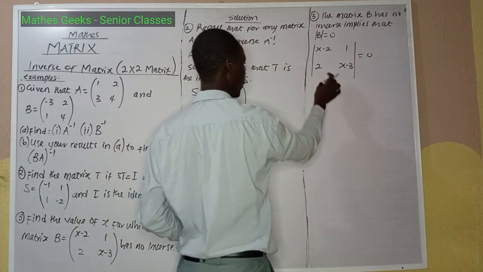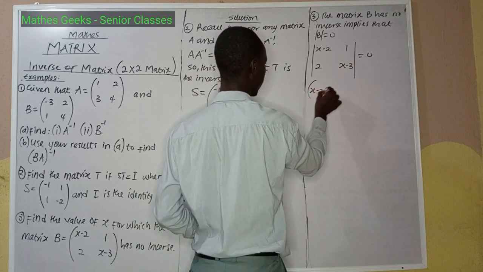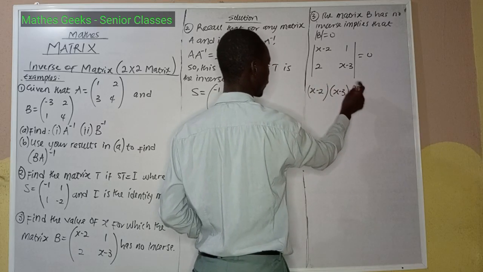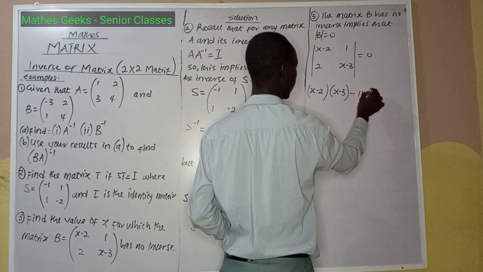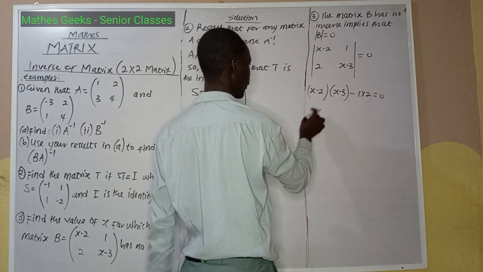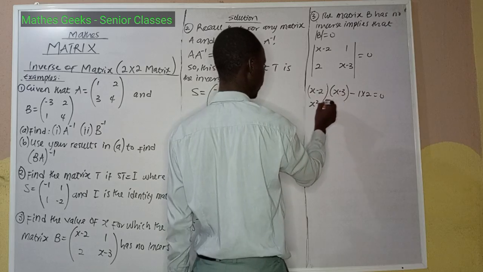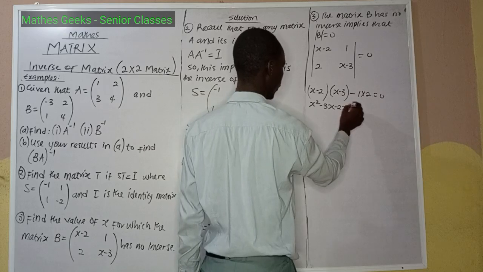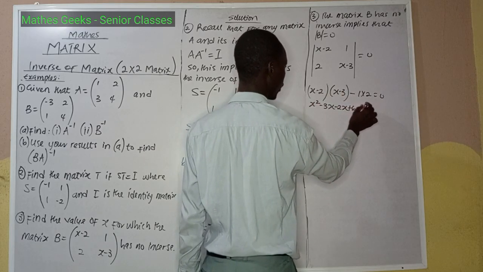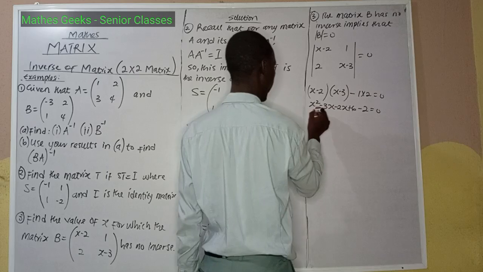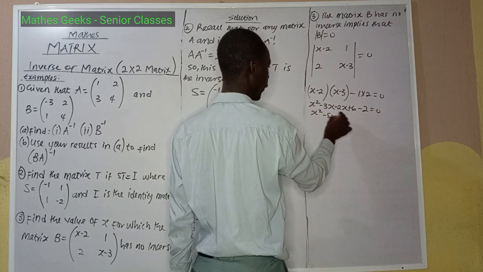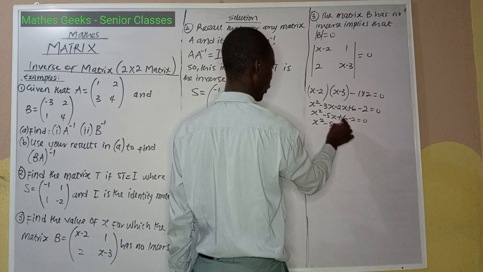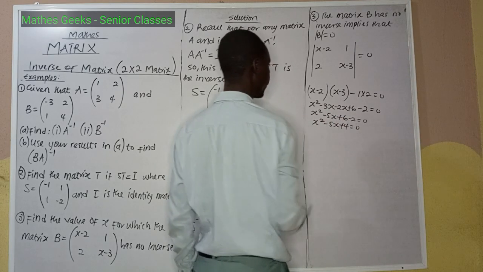So we now look for the determinant of this matrix. This will give us x minus 2 times x minus 3, minus 1 times 2 is equal to 0. So x times x gives us x squared, x times minus 3 gives minus 3x, minus 2x, and minus 2 times minus 3 gives us plus 6, minus 2. So x squared minus 5x plus 6 minus 2 is equal to 0. x squared minus 5x plus 4 is 0.